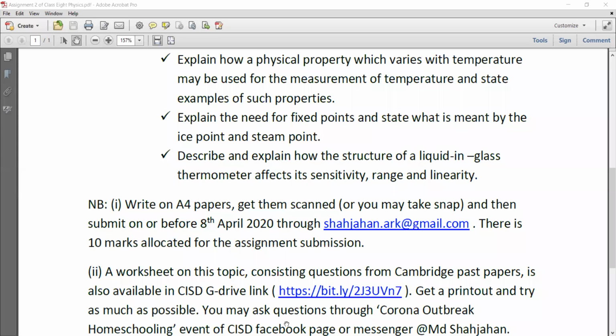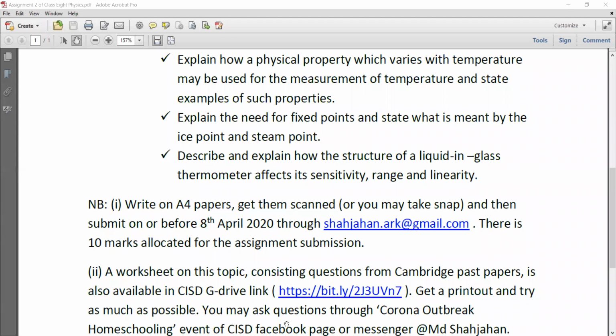So if it is clear, we are going for one example. If a thermometer has a fine bore, fine bore means the capillary tube is narrow, or we can say thinner, then the length of the liquid thread will be more for a specific temperature rise than with a thicker bore. Hence, the thermometer is more sensitive.